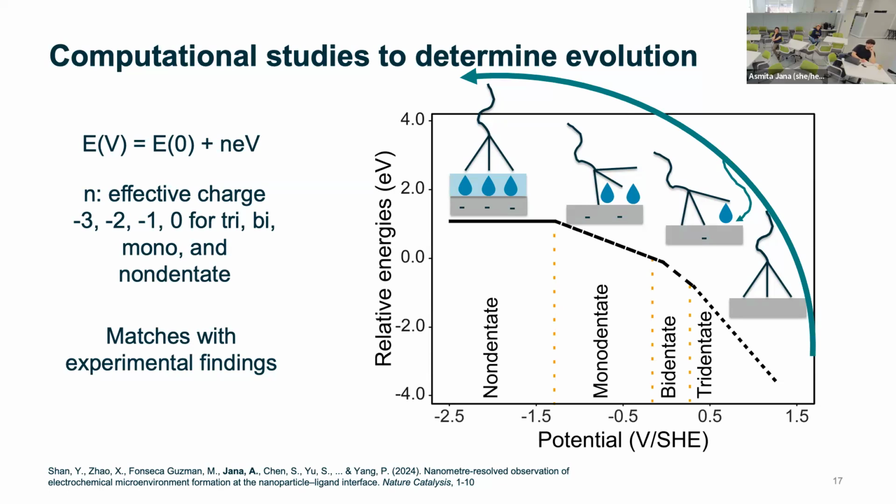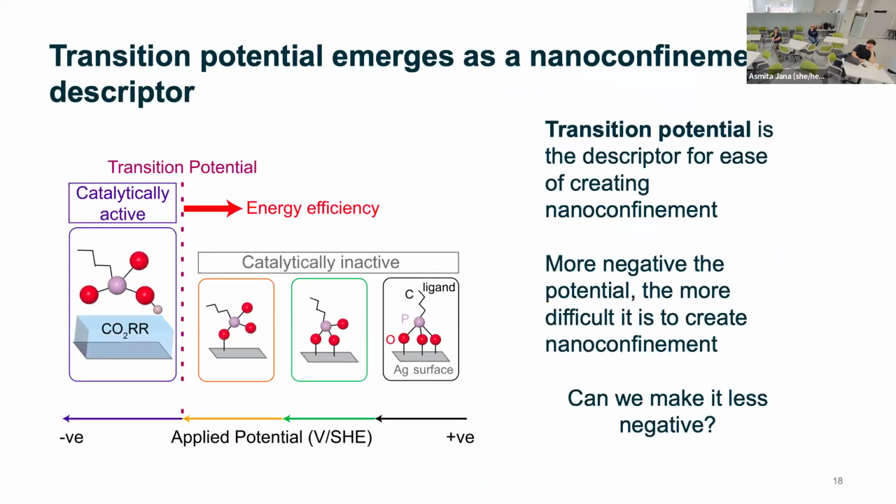So that's it so far for project 1, but I want to draw your attention to the subtle fact that, sure, we have mapped this evolution, but we have also gauged the transition potential from tridentate to bidentate, bidentate to monodentate, and monodentate to non-dentate, right? This value we can calculate. That transition potential value, especially between monodentate and non-dentate, is a descriptor for determining how easy it is to create the non-dentate or the nano-confined structure.